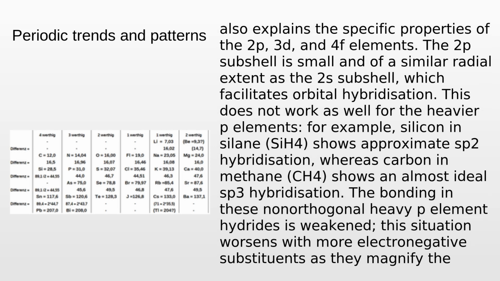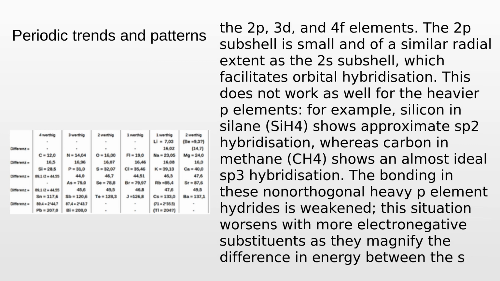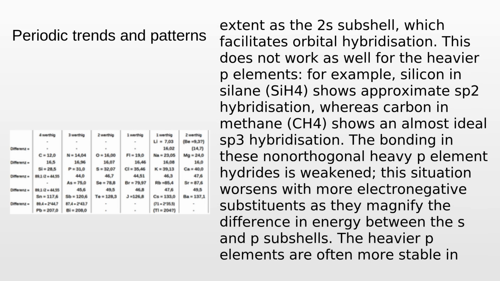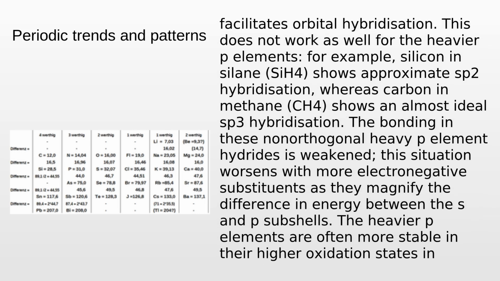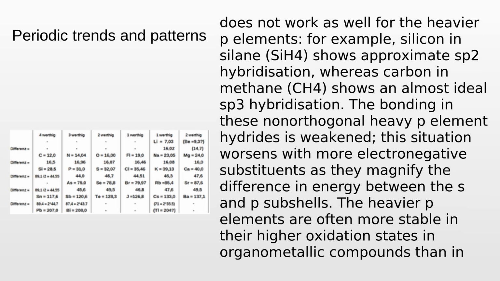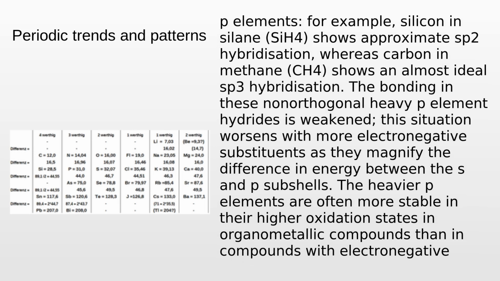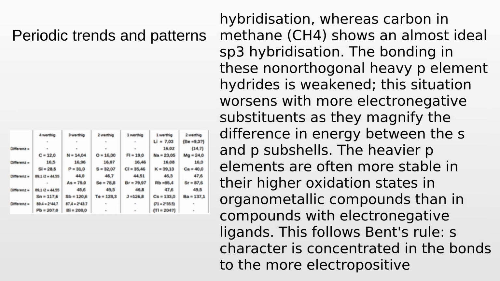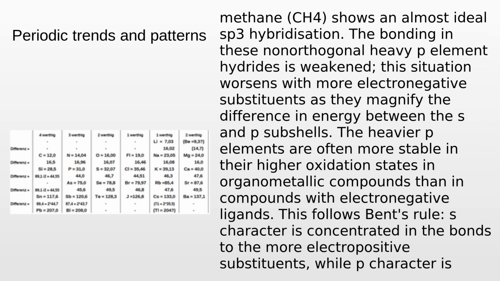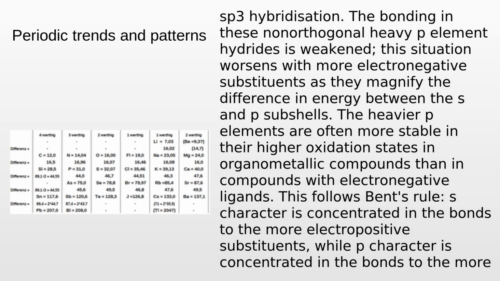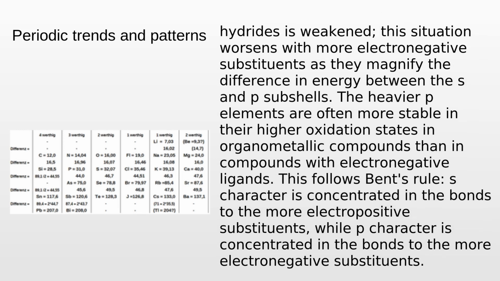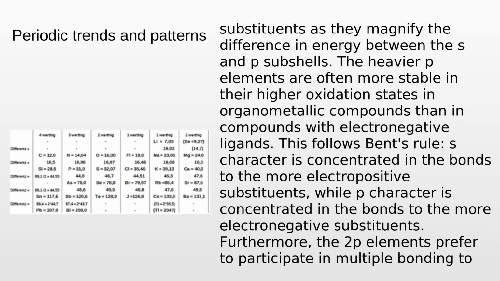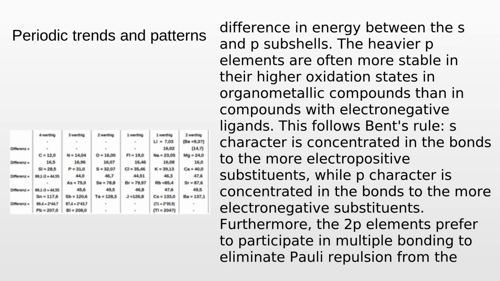The 2p subshell is small and of a similar radial extent as the 2s subshell, which facilitates orbital hybridization. This does not work as well for the heavier p elements. For example, silicon in silane, silicon hydride, shows approximate sp2 hybridization, whereas carbon in methane, CH4, shows an almost ideal sp3 hybridization. The bonding in these non-orthogonal heavy p element hydrides is weakened. This situation worsens with more electronegative substituents as they magnify the difference in energy between the s and p subshells.